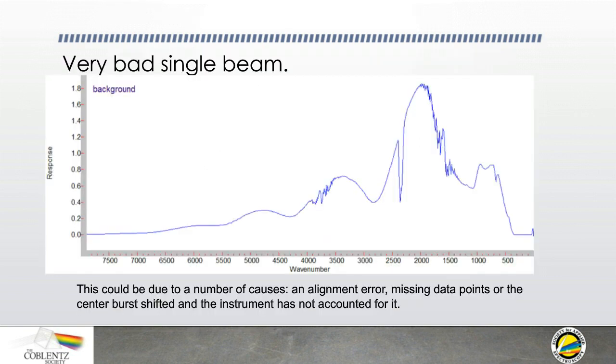This is a very bad single beam. This is basically an instrument that is totally out of alignment, and being out of alignment could be due to a number of different causes. The absolute alignment of the interferometer could be off. The electronics could be broken so that as data points are supposed to be coming into the data file, they're being missed. Or when you have an interferometer type instrument, you have what's called a center burst, where all of the energy is at a maximum. And if the center burst is not at zero, when the Fourier transform is done, you can get this type of pattern. So if you see something like this, the instrument's broken.